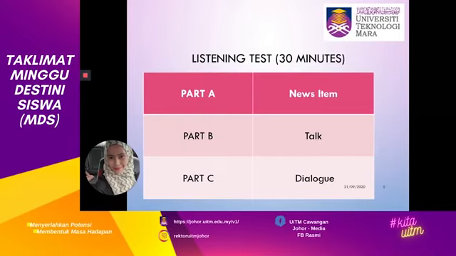Part A is news item. You are going to listen to several news items, and then you need to answer questions based on the news items. Then part B, talk. For the talk, you are going to listen to a talk, and then answer questions based on the talk. So for part C, we have dialogue. Dialogue is a conversation between 2 or more people.